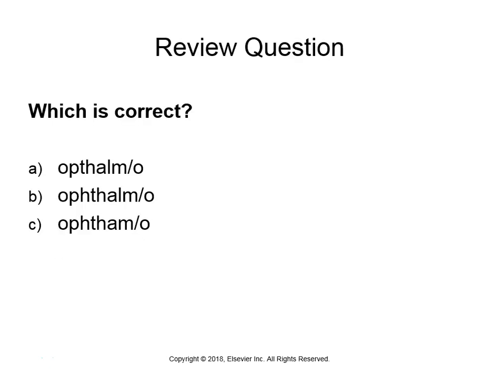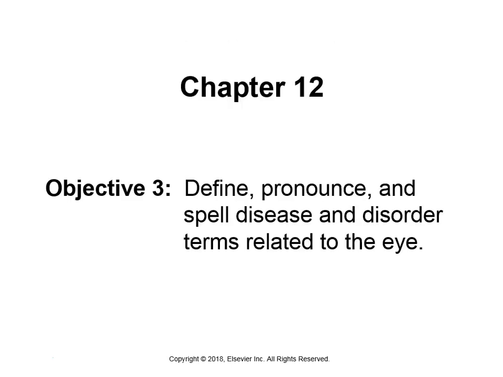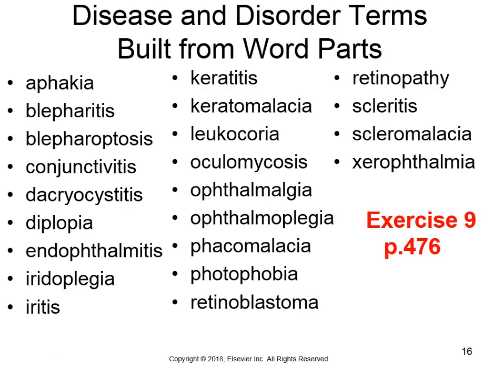Okay, which one of these is spelled correctly? Hopefully you're saying B. This is that weird one. So we have O, P-H-T-H, A-L-M-O. Ophthalmo. Very true.